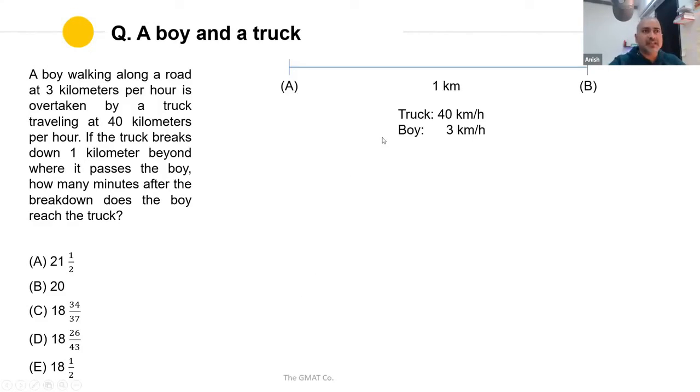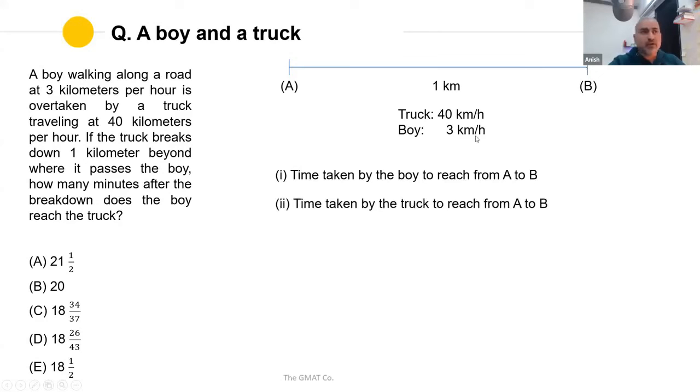What I mean is, basically we know their speeds. Now, how long does the boy take to reach from point A to point B overall to cover this 1 kilometer? His speed is 3 kilometers per hour, right? We'll use that. And then we'll also figure out how long does the truck take to reach from point A to point B. And then since what we care about is how many minutes after the breakdown, what I'll do is from the time the boy takes to travel the entire distance, I will subtract the time that he'd been walking already. How much time had he been walking already? The time it took the truck to reach the other point, which is nothing but 0.2 here. So basically what I'll do is 1 minus 2.